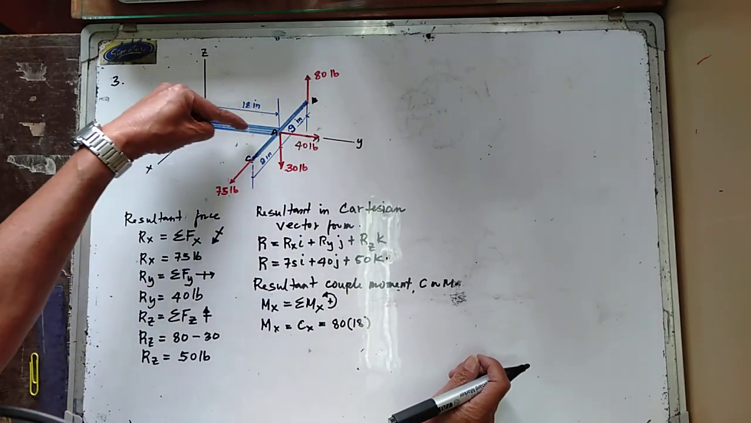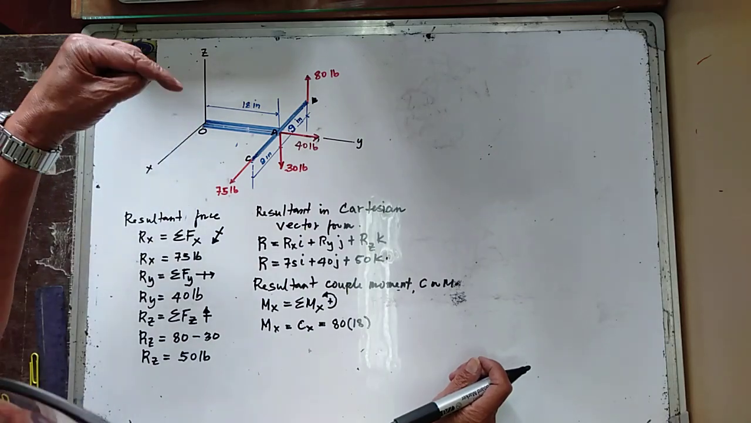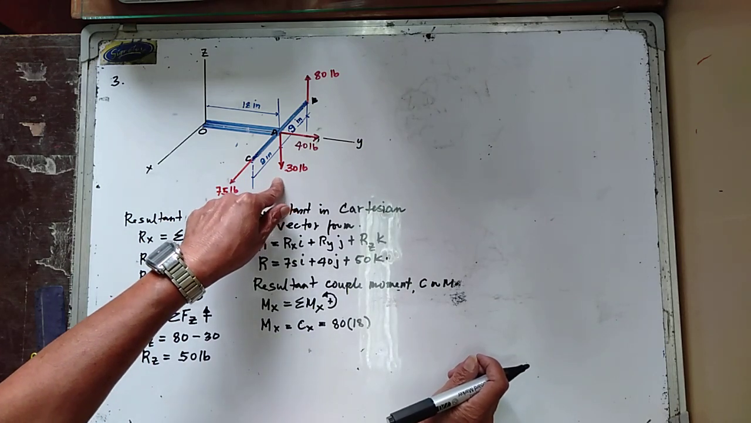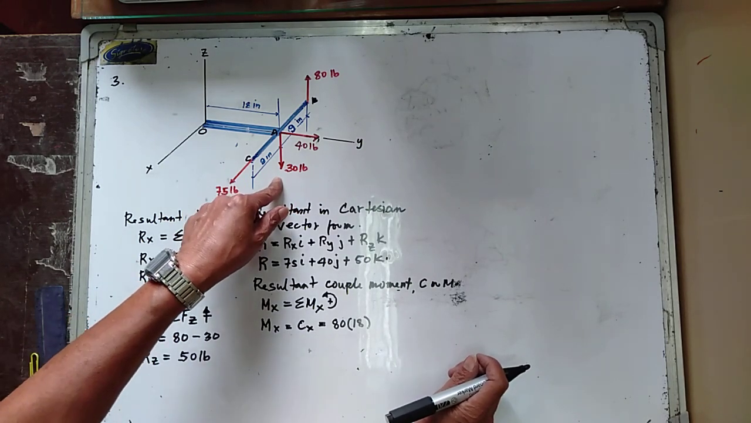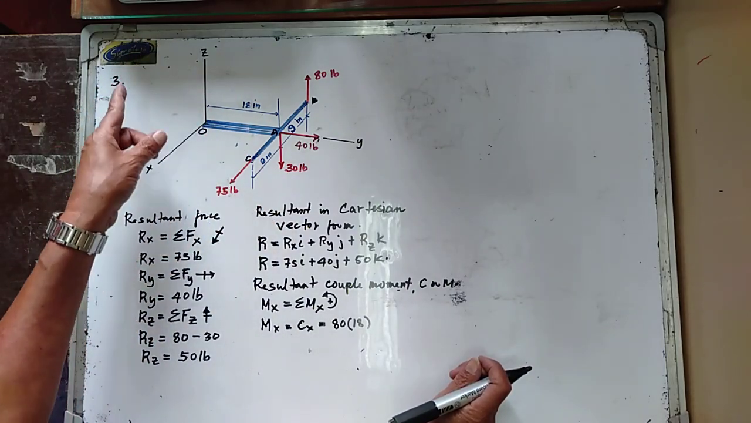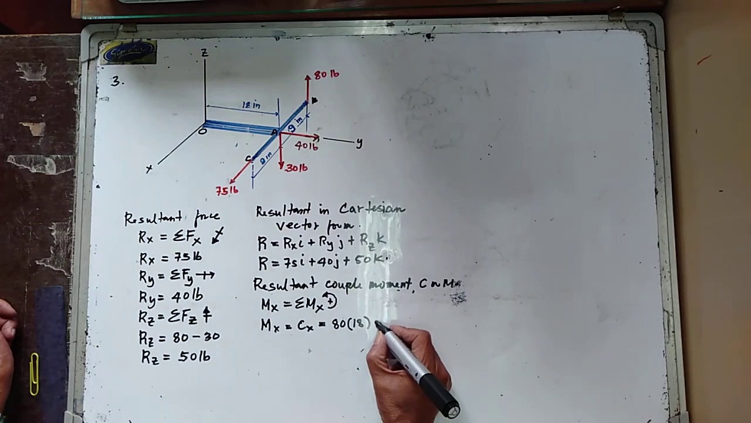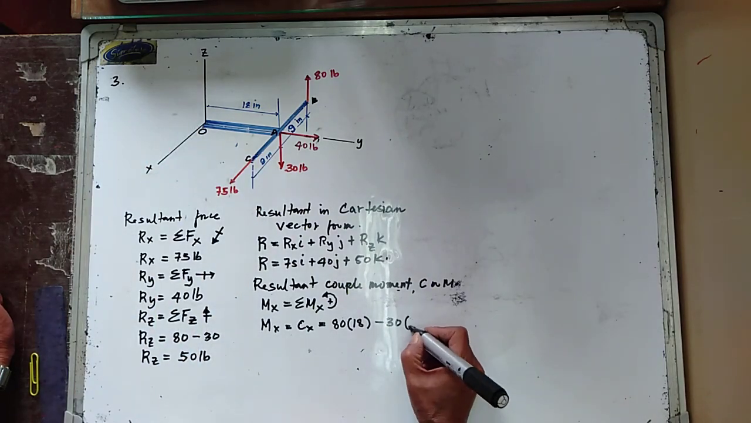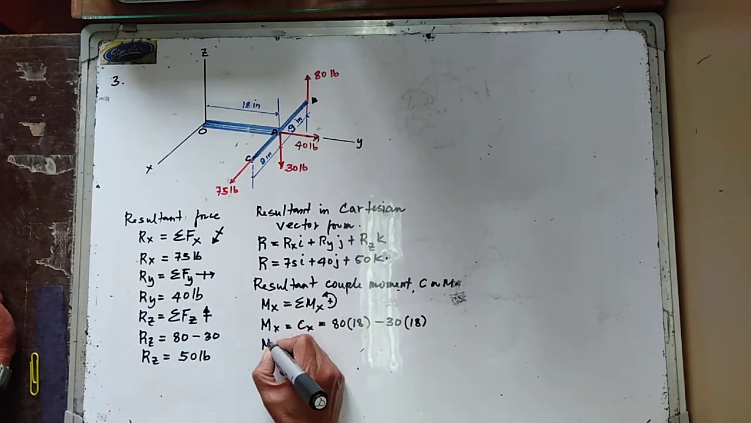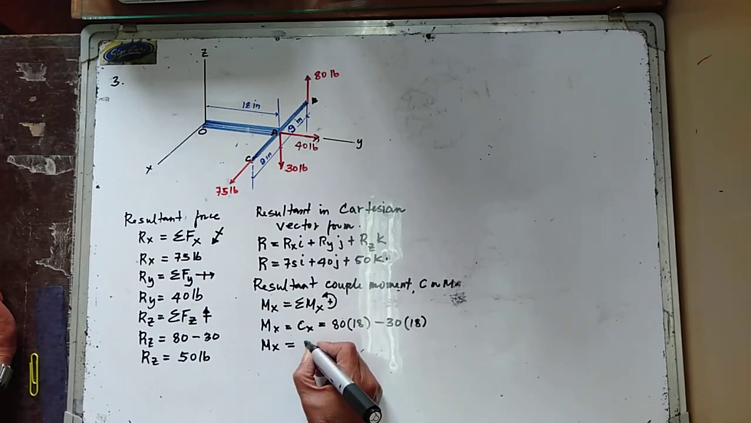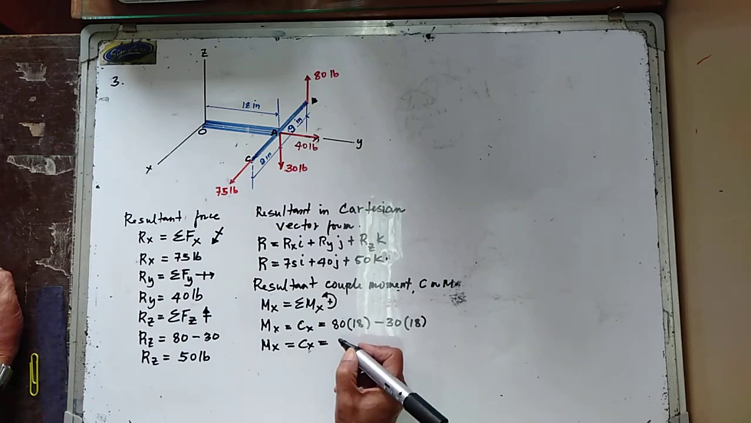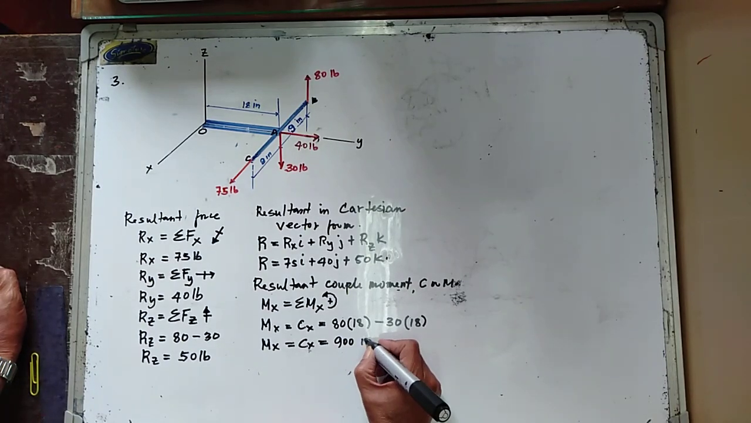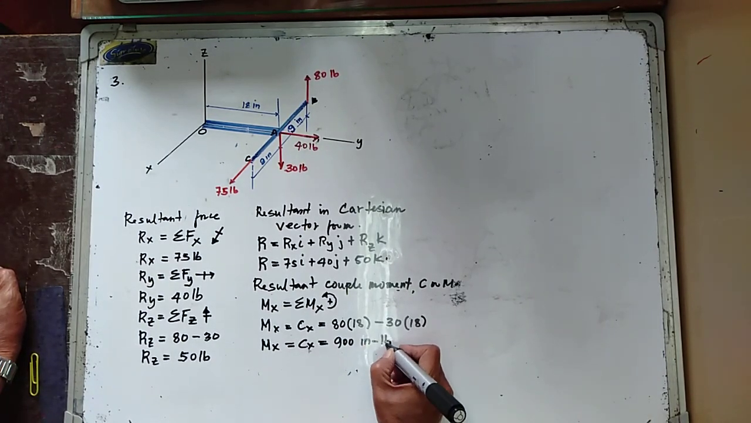And then the 40 pounds in here has no moment about the x-axis because it intersects the x-axis. So we have the 30 pounds in here. So your 30 pounds is now going clockwise about the x-axis. So we have minus 30, and the moment arm is equal to 18 inches. Hence, the moment about the x-axis is now equal to Cx, and this is equal to 900 pound inch, or we can just write this as 900 inch pound.